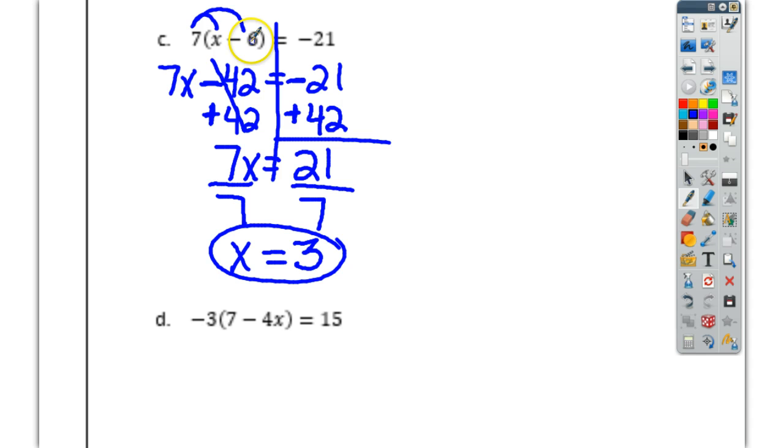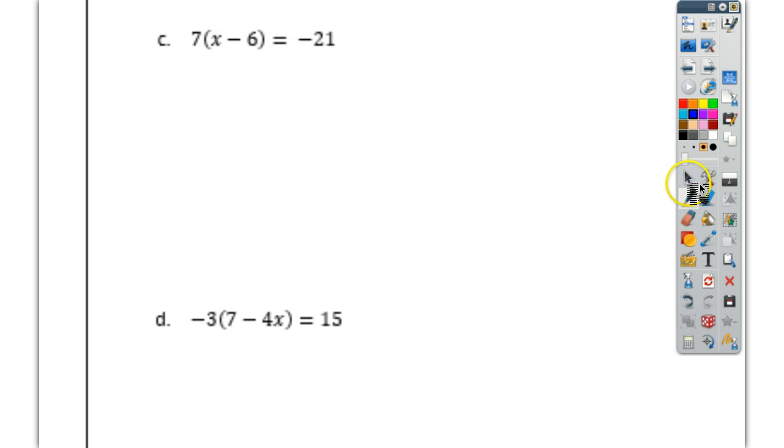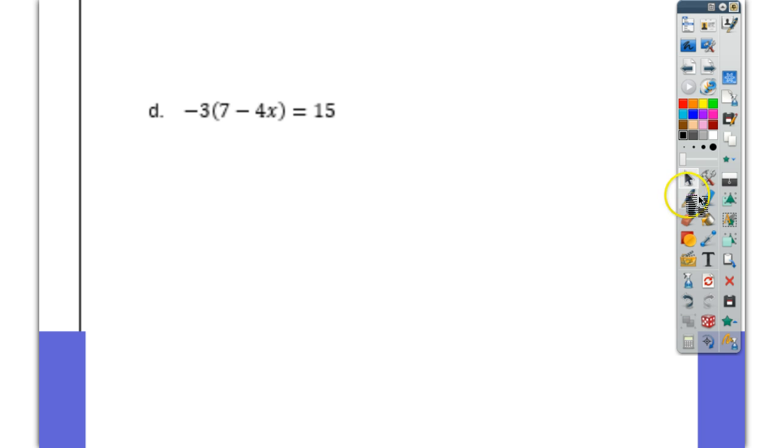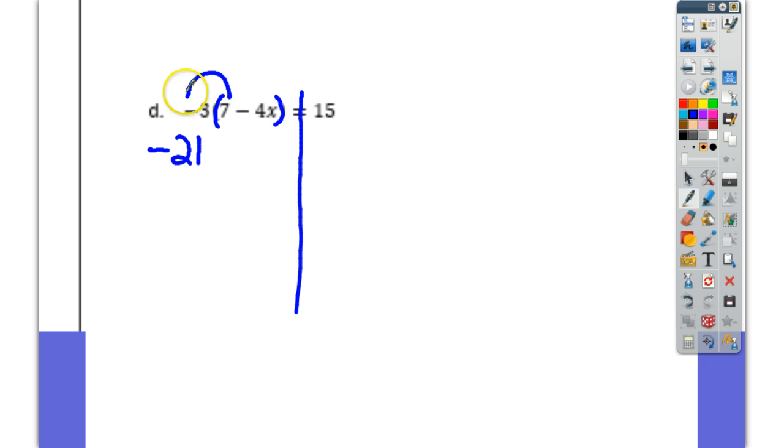3 minus 6 is a negative 3. 7 times a negative 3 is a negative 21. All right, letter D. There's my parentheses that I want to get rid of. So negative 3 times a 7, negative 21. A negative 3 times a negative 4x becomes a positive 12x. Bring down my 15.